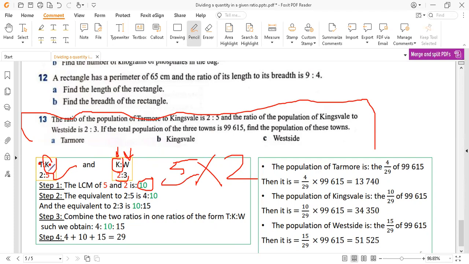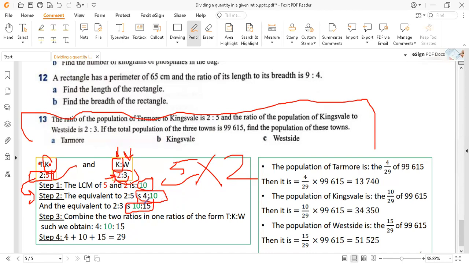Good. So as a second step, we want to write the equivalent ratio of 2:5 with the second term equal to the LCM 10, and we want to rewrite the second ratio with the first term equal to 10. How? 5 to 10, so we multiply both terms by 2. Okay, we obtain 4 to 10. And for the second one, we want 2 to become 10, so we multiply both terms by 5, so the equivalent one is 10 to 15.